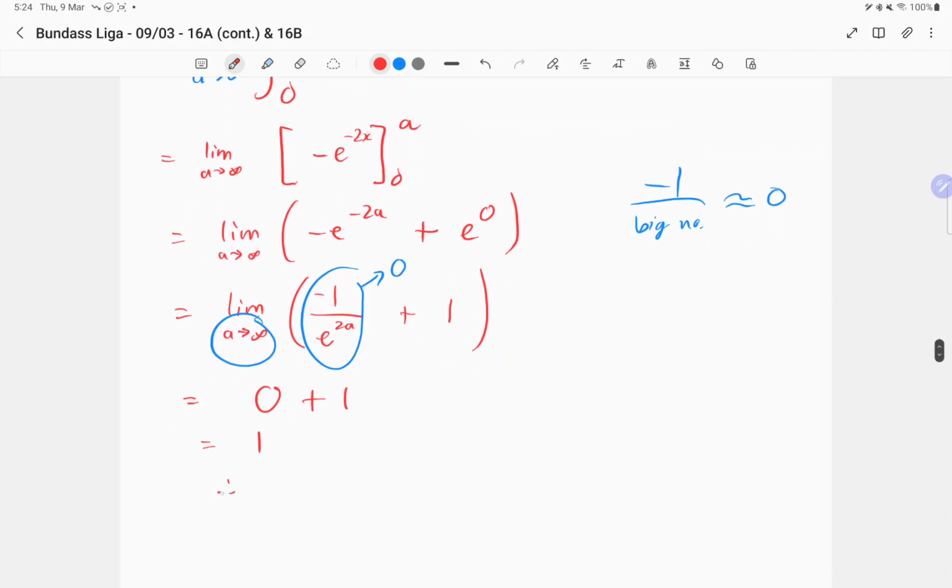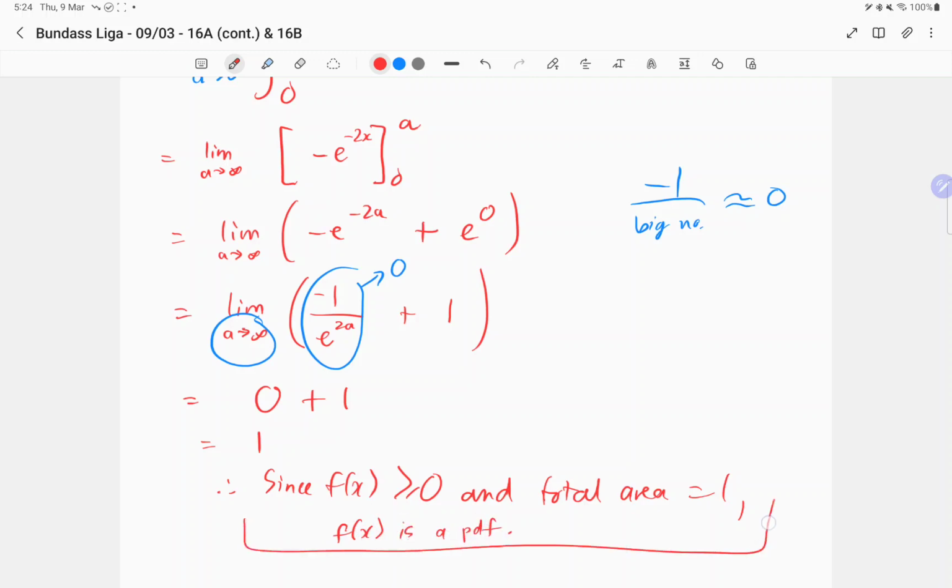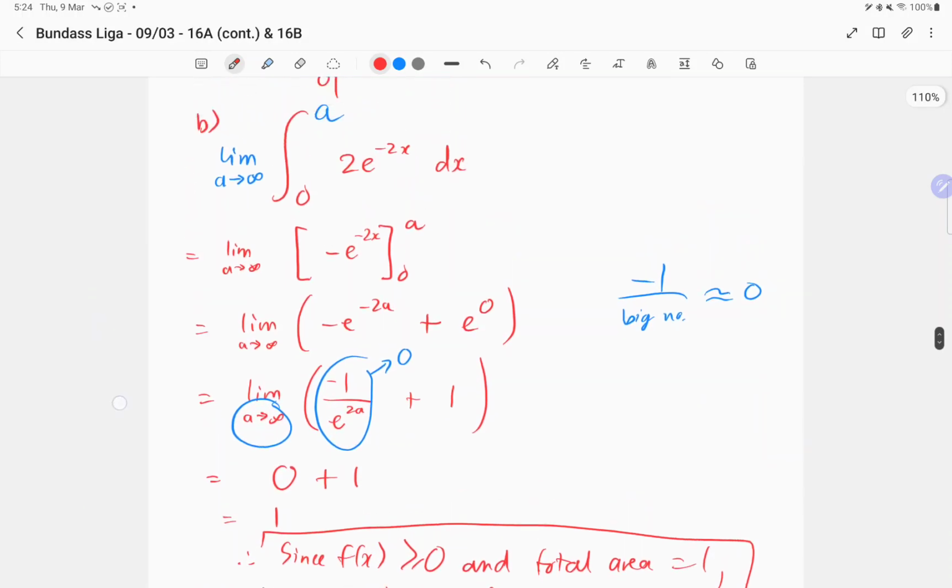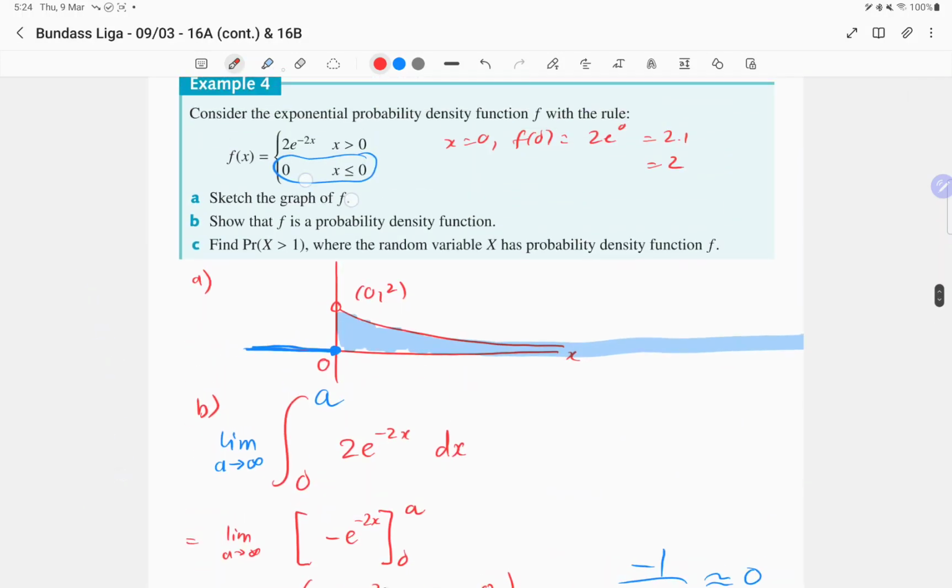And then make the conclusion here. Remember, since f(x) is more than or equal to 0 and the total area equals 1, f(x) is a PDF. Remember this statement? You have to write the statement in your final conclusion because they're asking you to prove that it's a PDF. And how do we calculate P(X > 1)?